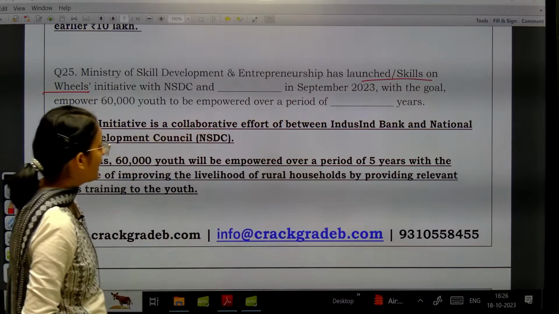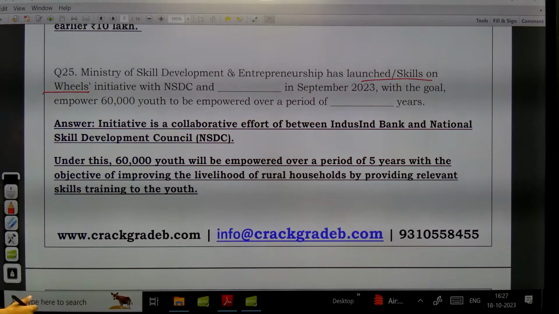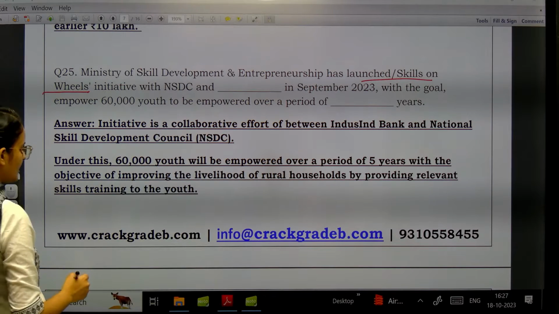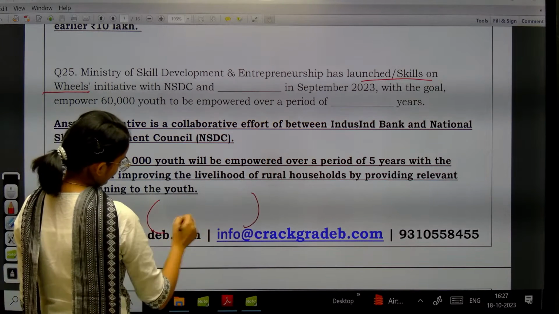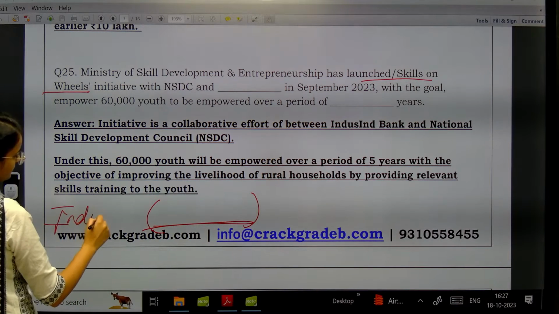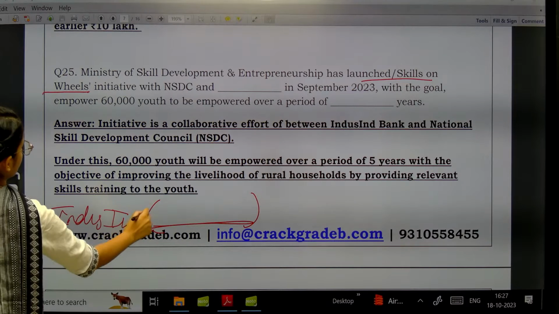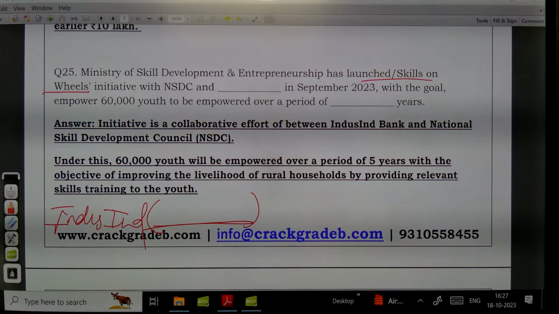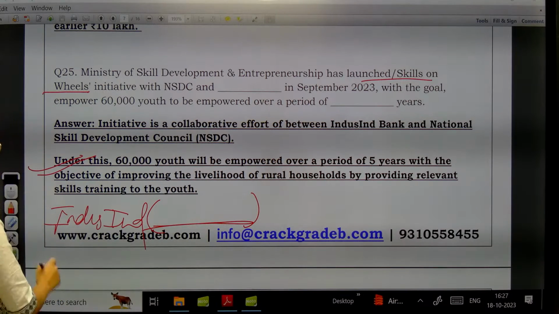Even if you know the bank, you could answer this question, right? Because the year period was given with that option only. This is IndusInd Bank. IndusInd Bank with National Skill Development Council will train 60,000 youth over a period of 5 years. Okay.